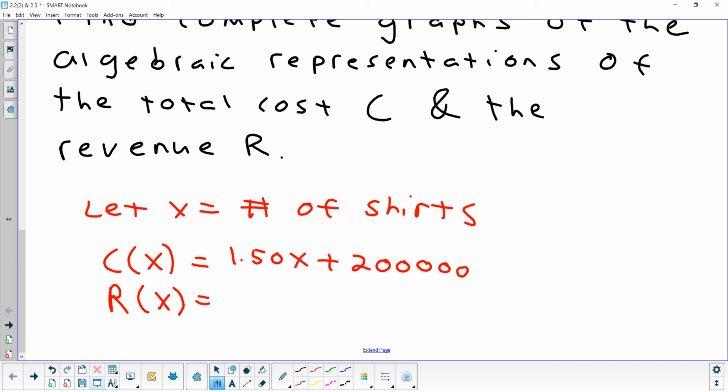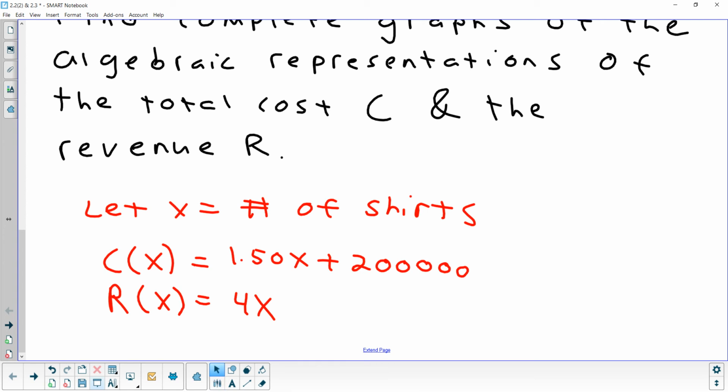There's my fixed costs. And Tiana, could you give me an equation that represents the amount of money that I make from selling the product? 4x. Good. 4x. And now they want us to graph those.